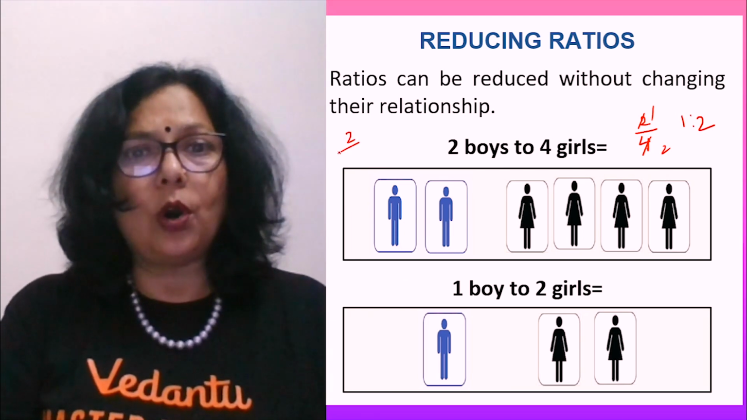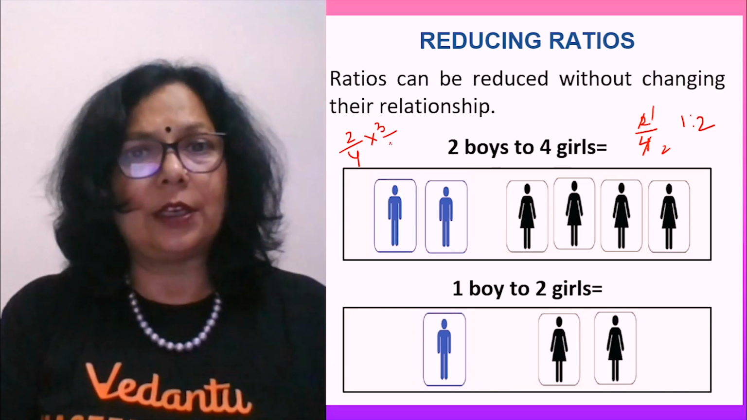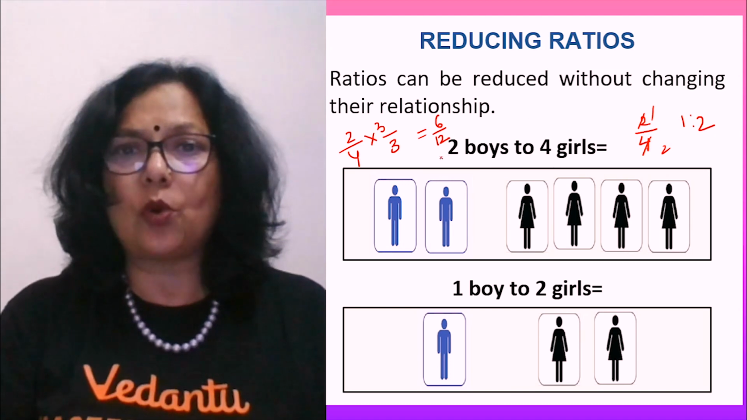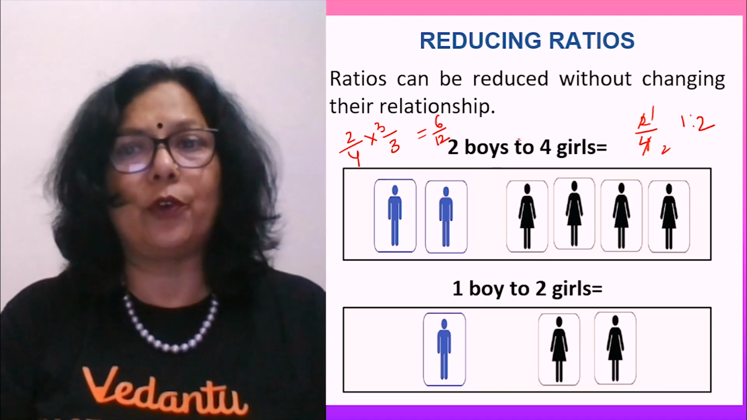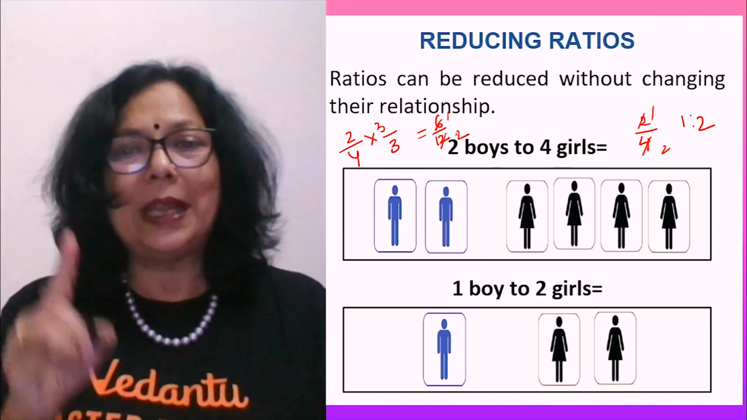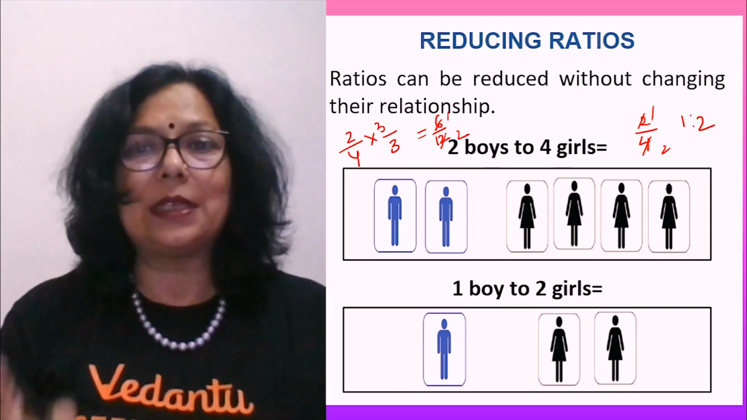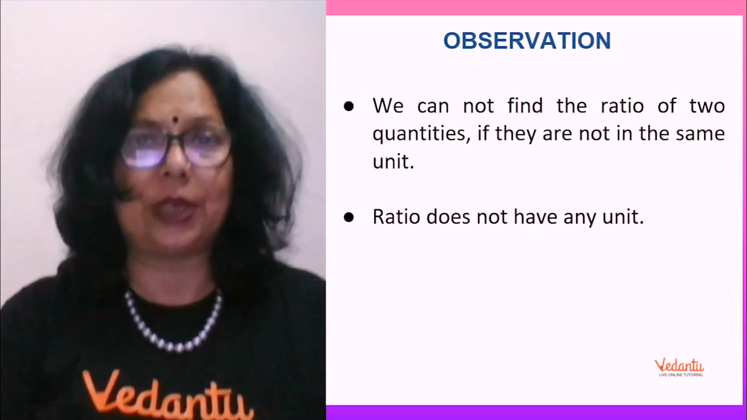Or you can also multiply the numerator and the denominator by the same number. Means 2 threes are 6 and 4 threes are 12 is also the same as 2 is to 4. When you cancel it, what will you get? 1 is to 2. The simplest form, the standard form of all the ratios will always be the same if they are equivalent to each other.